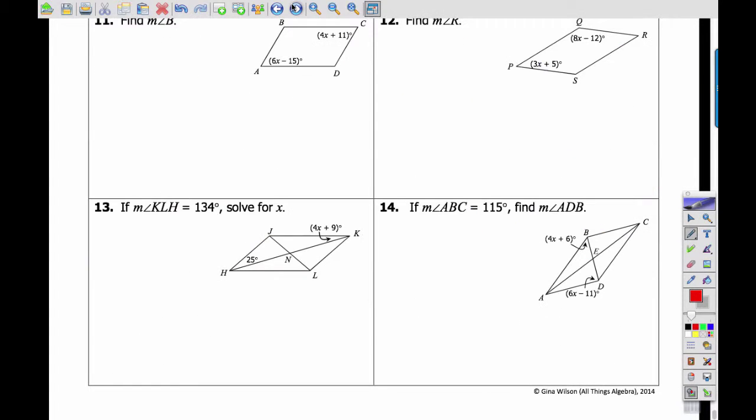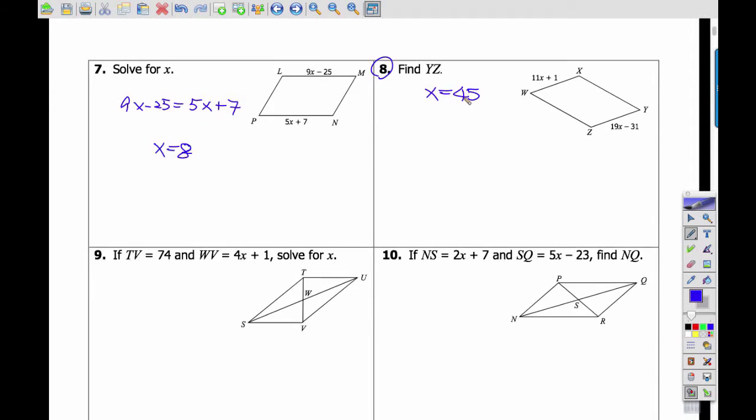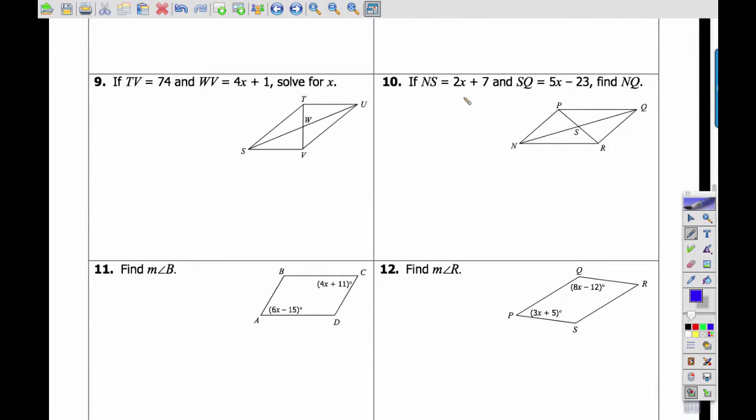Now let's move on to how we use algebra to help solve for some of the angles and side lengths. So here, solve for x. This is fairly straightforward. That LM has to be congruent with that PN. So 9x minus 25 has to be equal to 5x plus 7. And if you do your algebra, that's 8 actually. Okay? So try number 8 on your own. I should give you the answer. The answer comes out to be 45. Make sure you do your homework though. I'll check it in class.